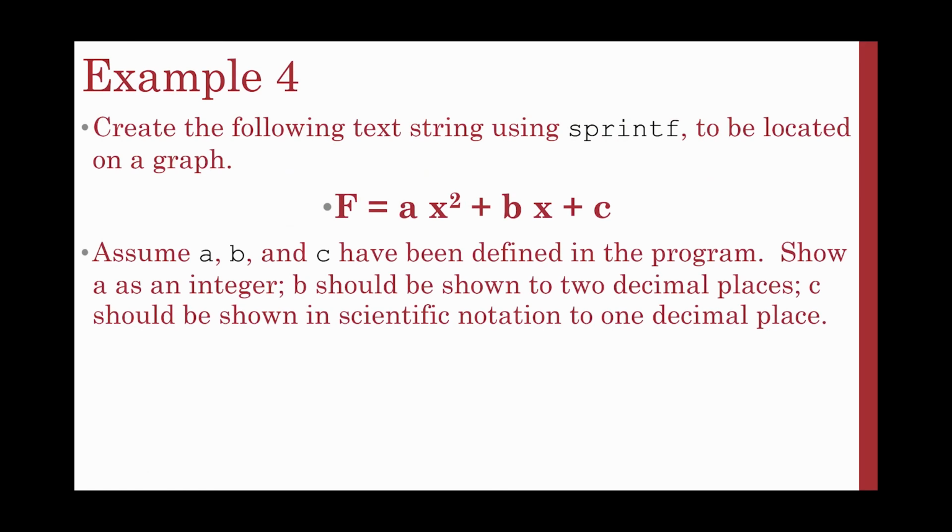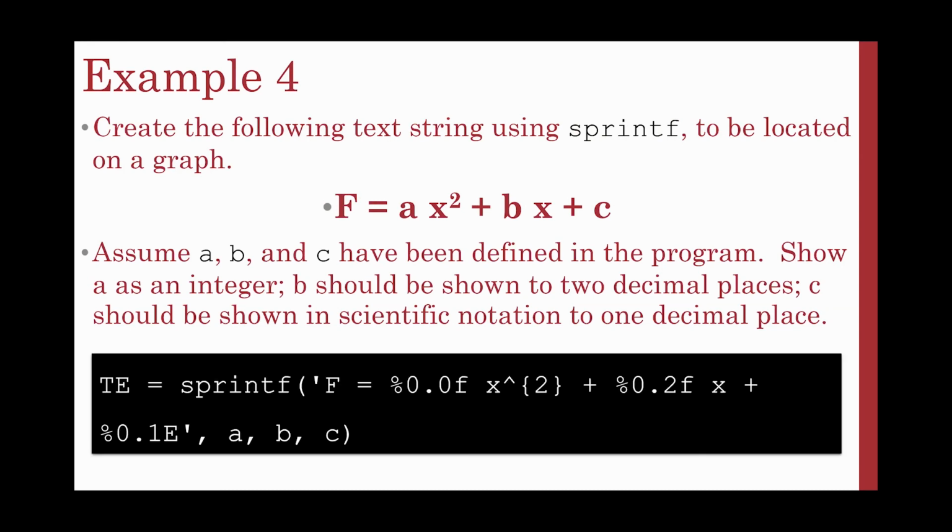So we want to create the following text string using the sprintf command to be located on a graph. F is equal to ax squared plus bx plus c. So say I want to put my equation on a graph. I want to assume a, b, and c have been defined in the program. We want to show a as an integer, b with 2 decimal places, and c should be shown in scientific notation to 1 decimal place.